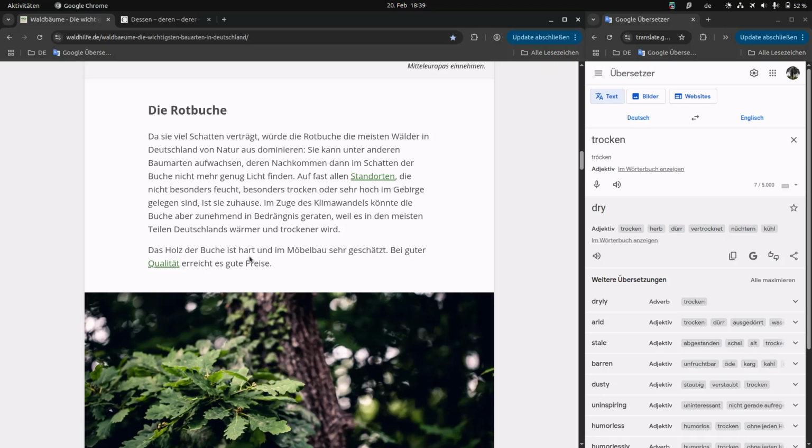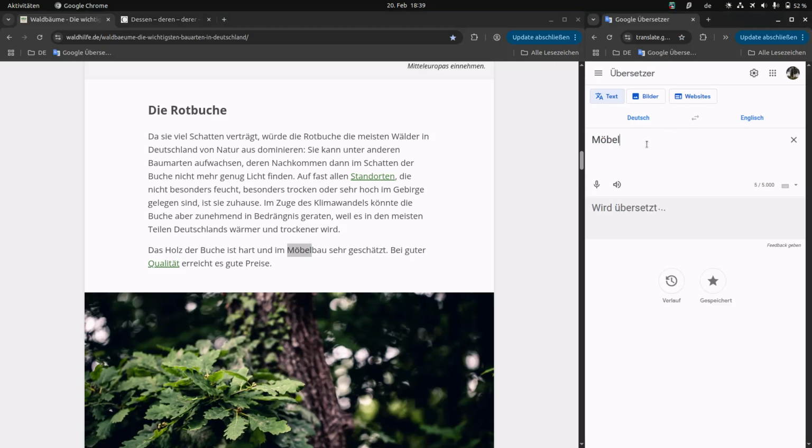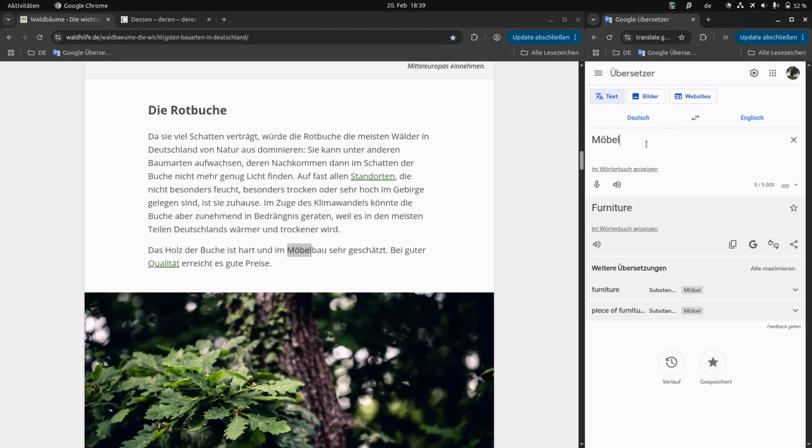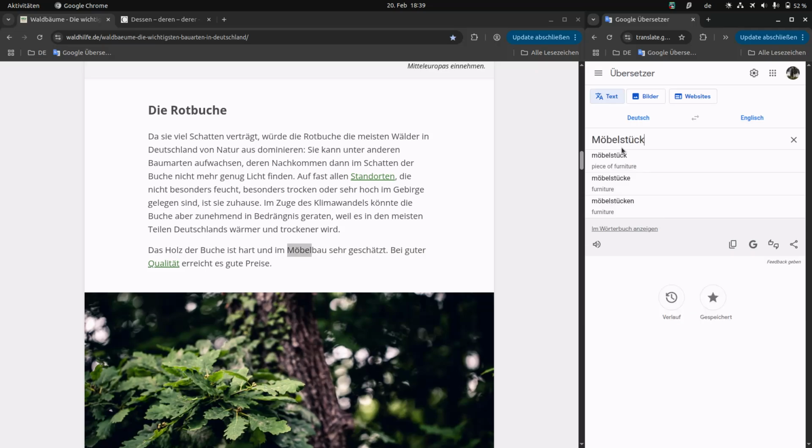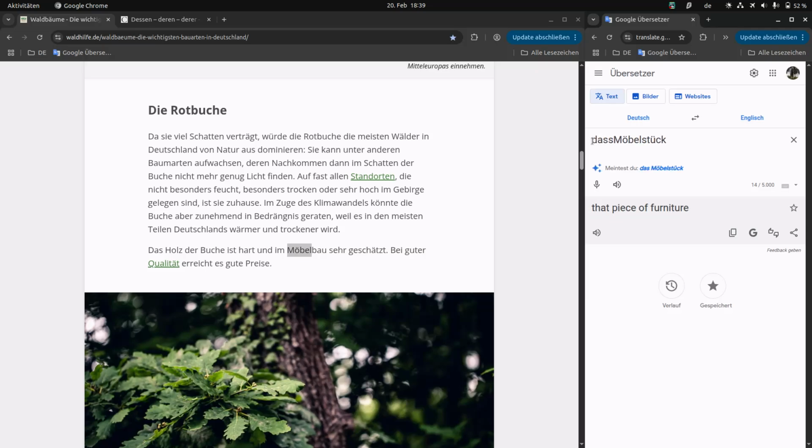Das Holz der Buche ist hart und im Möbelbau sehr geschätzt. Das Holz, the wood, der Buche, of the beech, ist hart, is hard, und im Möbelbau. Möbel means furniture. Singular and plural form is the same. Or in singular form you would rather say Möbelstück, like a piece of furniture. That's Möbelstück.